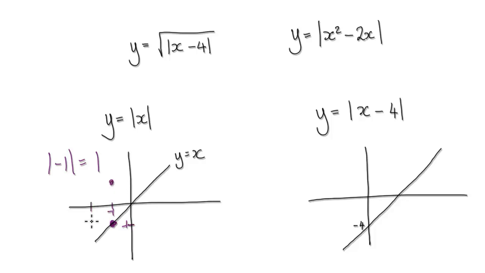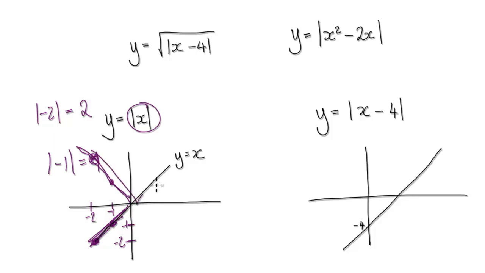If you look at -2, what's the absolute value of -2? The absolute value of -2 is the number 2. So this point gets moved up to here. So it would be right here. So all the negatives become positive. So your absolute value graph will look like this.